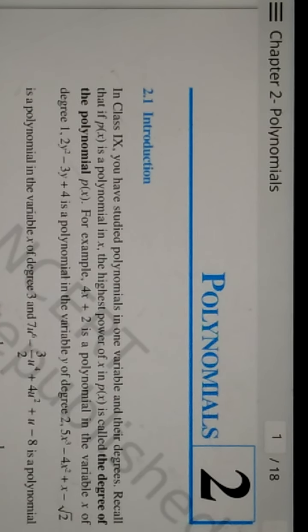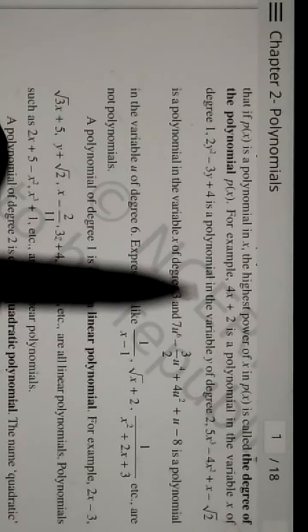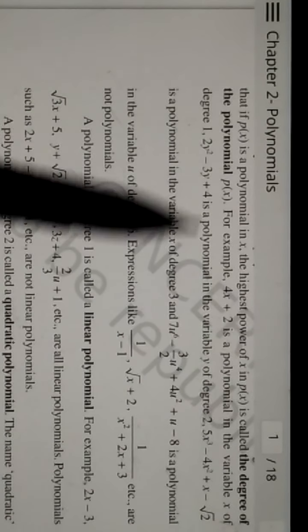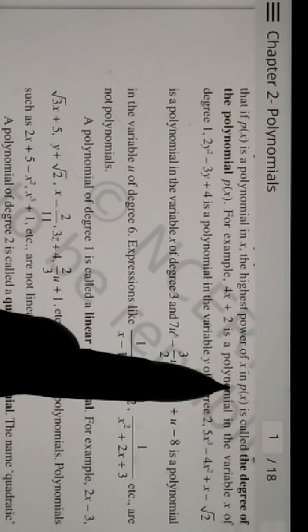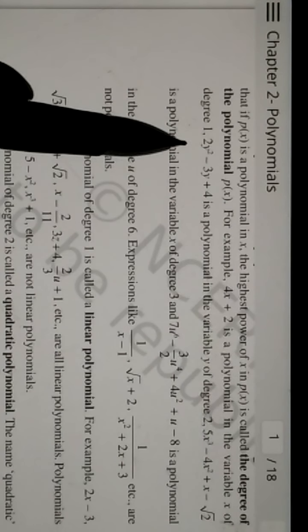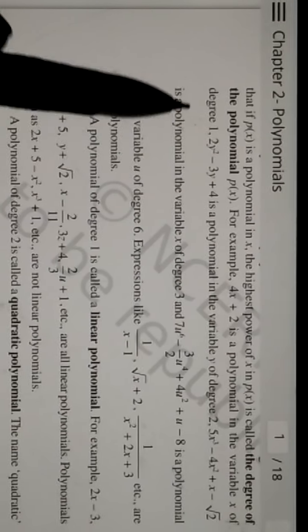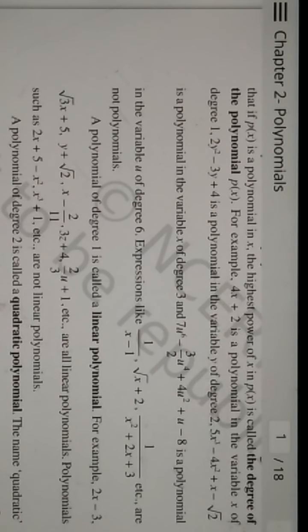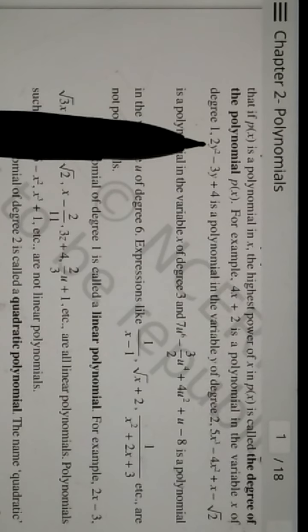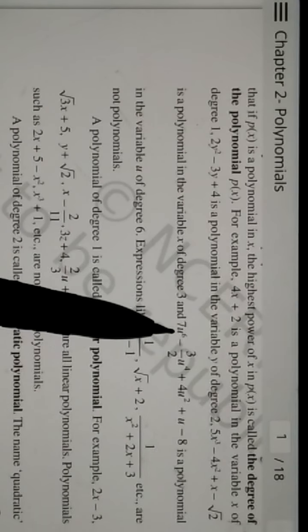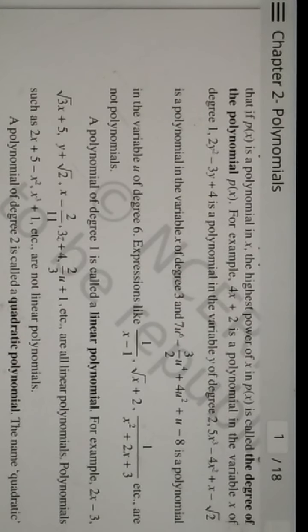Next, they are talking about the degree of a polynomial. The degree of a polynomial, you must be remembering, is the highest power of the variable present in it. Whatever is the highest power seen in that whole algebraic expression is termed the degree of the polynomial. Like this one, the degree is 2. Maybe here the degree is 6, and so forth.